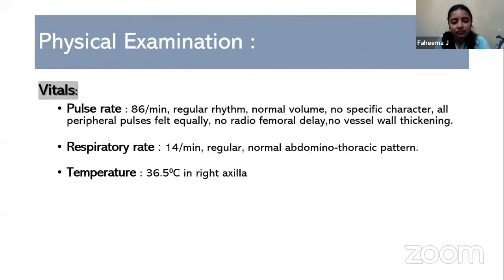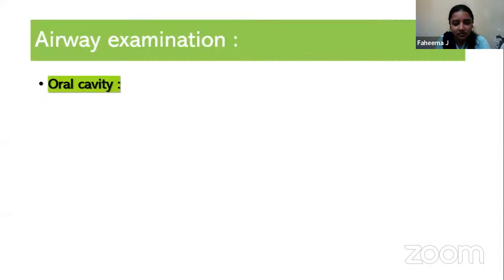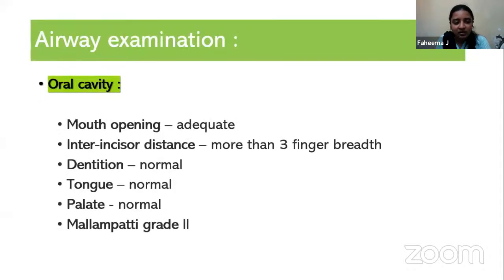The respiratory rate was 14 per minute, regular, abdominothoracic in pattern. Temperature was 36.5 degrees Celsius in the right axilla. The blood pressure was 120 by 70 millimeters of mercury measured in the right upper limb in the lying posture, and the saturation in room air was 96%. Airway examination: examination of the oral cavity revealed adequate mouth opening with inter-incisor distance of more than 3 finger breadths. The dentition, tongue and palate were normal and Mallampati grade was grade 2.